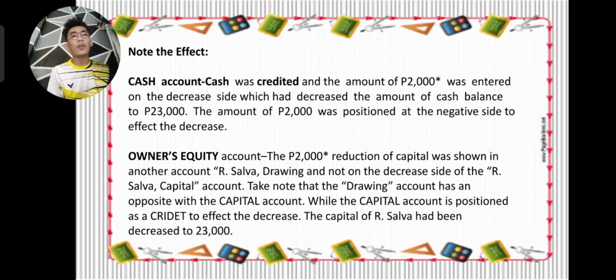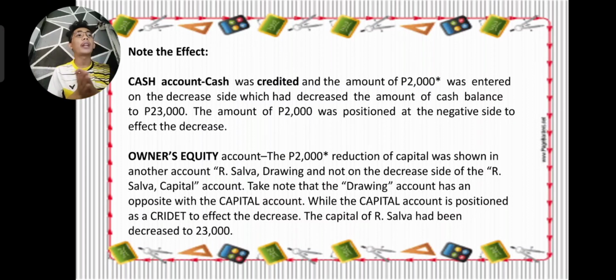So owner's equity. When we say owner's equity, the 2,000 reduction of capital was shown in another account. That is why it cannot be mixed in with rule number 3, where capital decreases in debit but increases in credit. Then drawing is not on the decrease side of the R. Salva capital.